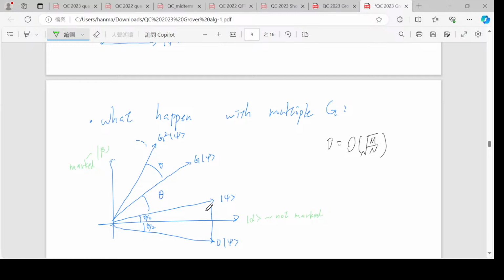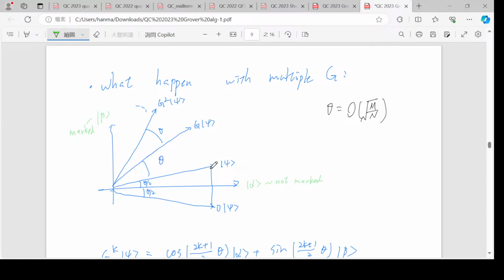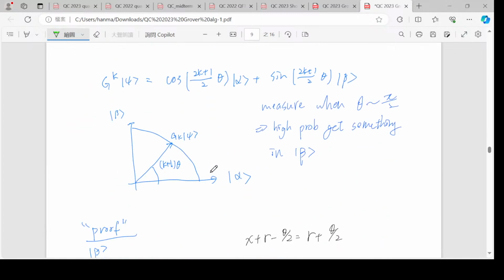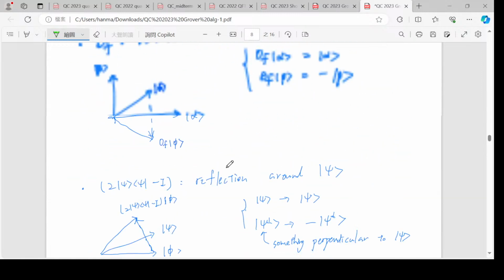Then we see that if you apply your oracle O_f, then it's a reflection around alpha, because you write a vector in... I should have it somewhere.